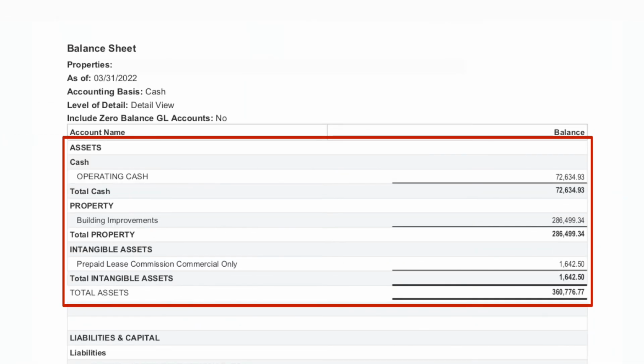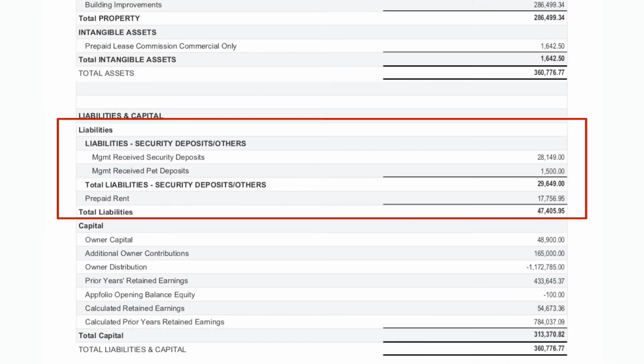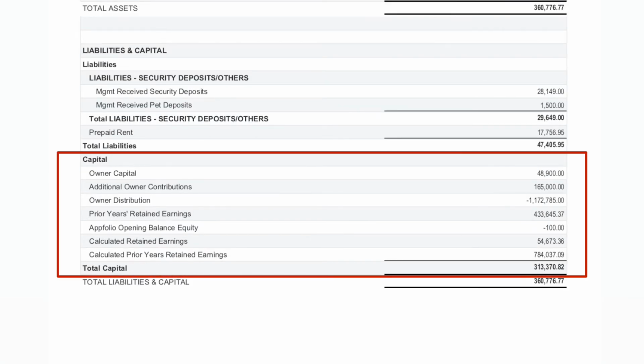On top, you have assets such as cash on hand and any building improvements that increase the property's value. On the bottom, you have liabilities such as security deposits that are being held that will need to be returned once a tenant moves out. And owner capital, which refers to any additional funds that you've supplied to the property.